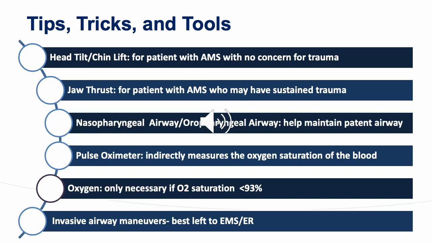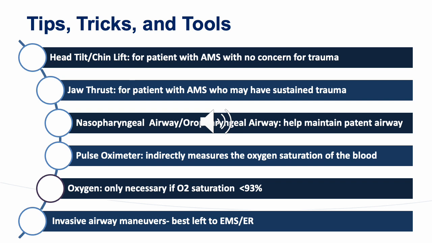A couple other tips and tricks here. If your patient has altered mental status but you're not concerned about trauma, you can use the head tilt chin lift. You can actually just extend the neck backwards and lift the chin up sort of as an extended mechanism. That's going to help get that tongue off the back of the oropharynx and will open up the airway. But again, you don't want to do that if you think your patient has any possibility of a cervical spine injury. The jaw thrust we discussed, if you don't know or if you think there might be a cervical spine injury, you want to use the jaw thrust technique. That nasopharyngeal and oropharyngeal airway we discussed just a moment ago help you maintain that patent airway.